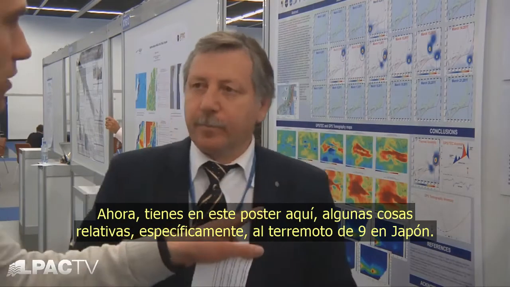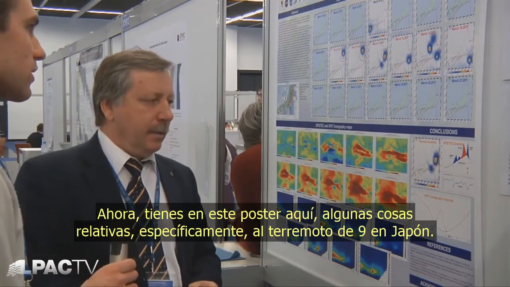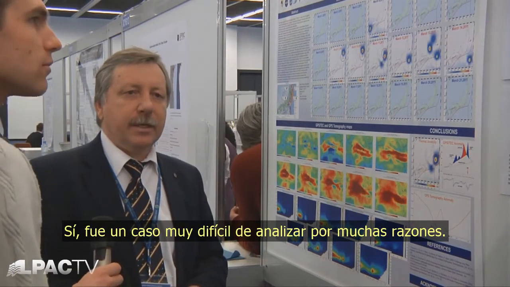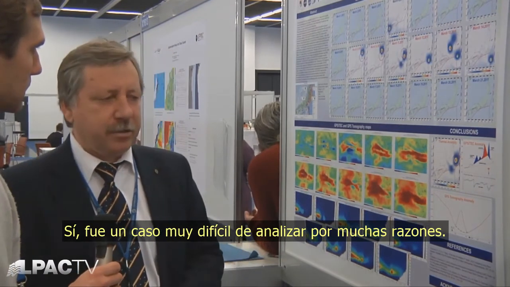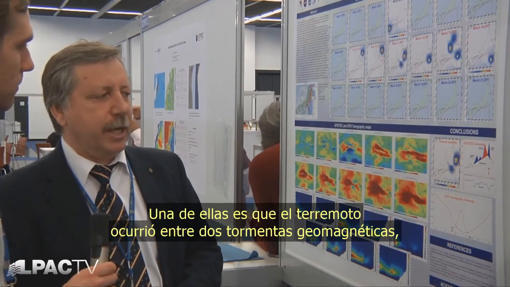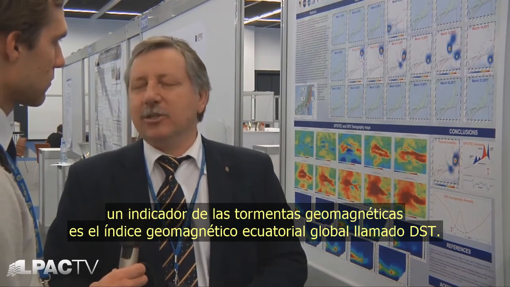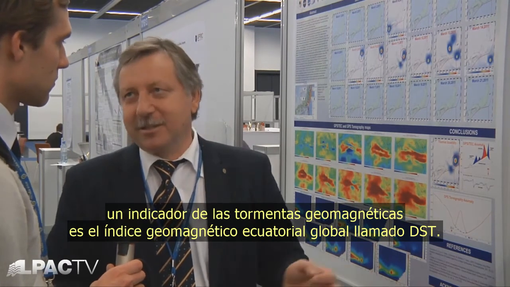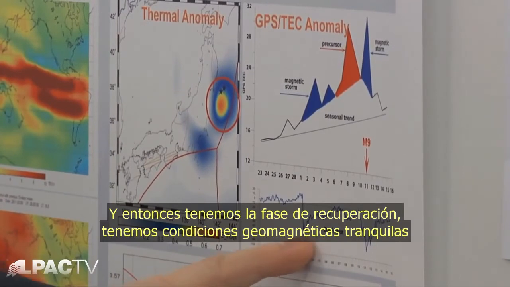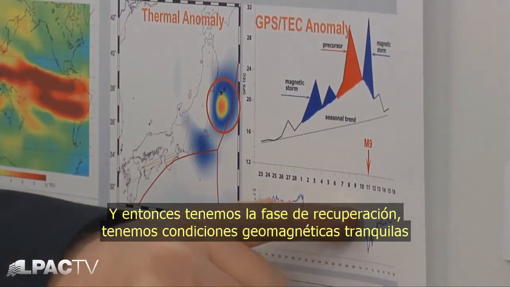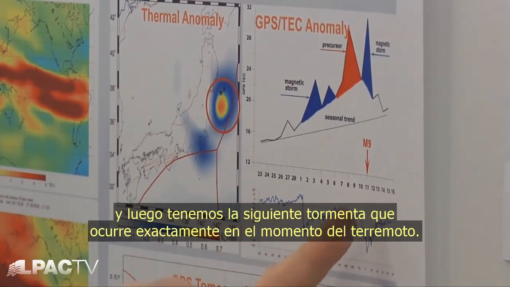Now you have on this poster some things related specifically to the 9.0 earthquake in Japan. It was a very difficult case for analysis for many reasons. One of them is that the earthquake happened between two geomagnetic storms. One indicator of a geomagnetic storm is the global equatorial geomagnetic index, which is named Dst. This is a graph of this index. When we have a sharp drop, it means the start of a geomagnetic storm. Then we have a recovery phase, quiet geomagnetic conditions, and then the next storm, which happened exactly at the moment of the earthquake.